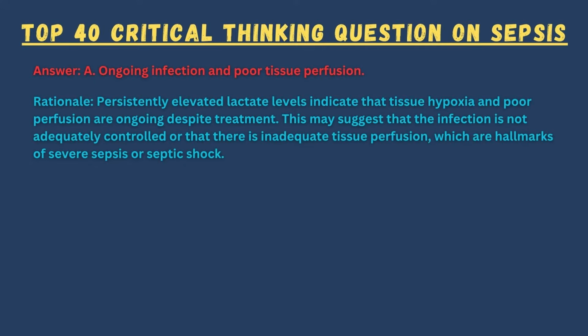Answer: A. Ongoing infection and poor tissue perfusion. Rationale: Persistently elevated lactate levels indicate that tissue hypoxia and poor perfusion are ongoing despite treatment. This may suggest that the infection is not adequately controlled or that there is inadequate tissue perfusion, which are hallmarks of severe sepsis or septic shock.